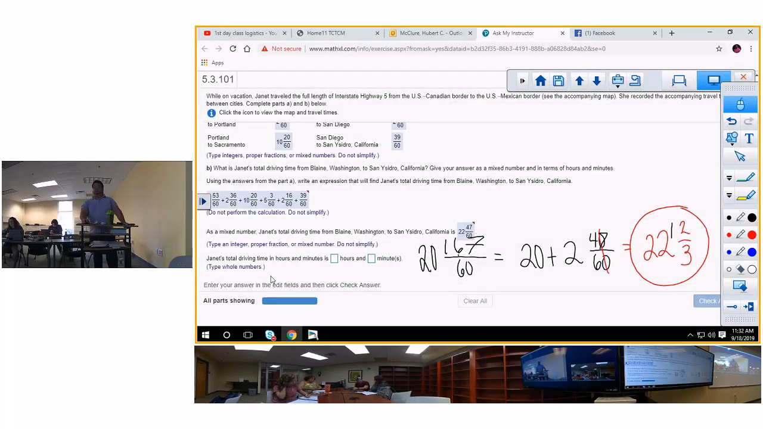Okay, there you go. And that would be a 47 right there, and then that would be 47 over 60. Oh my God. Okay, now it says Janet's total driving time as a mixed number. Janet's total driving time in minutes. Oh my gosh. In minutes, hours, and whatever. 22 and 47.